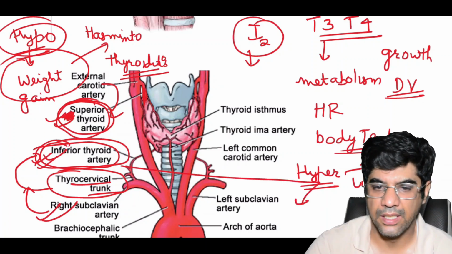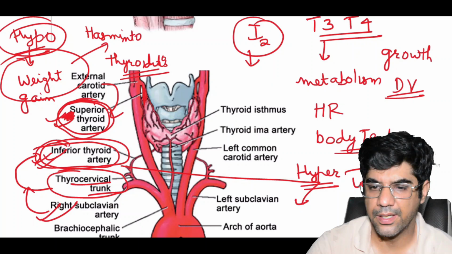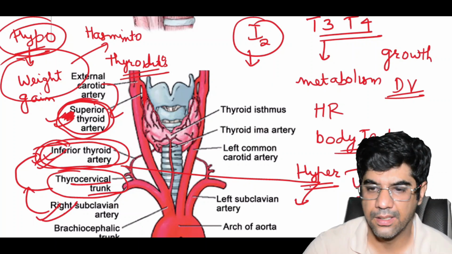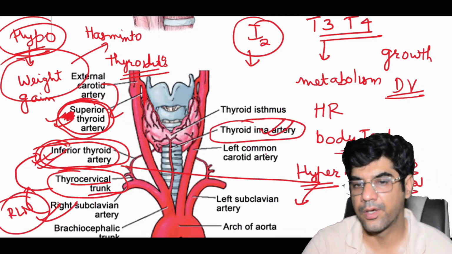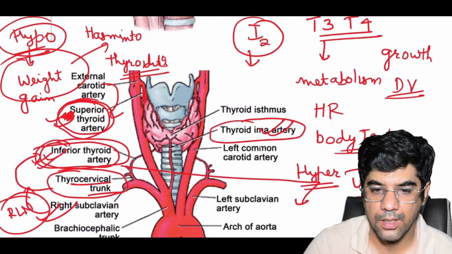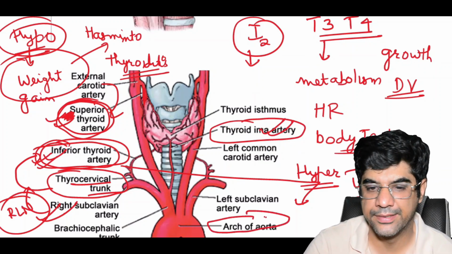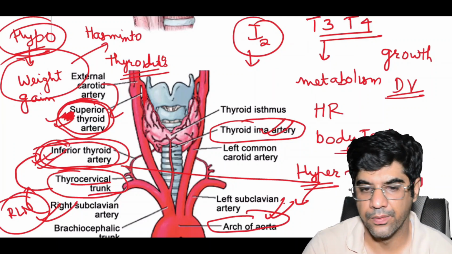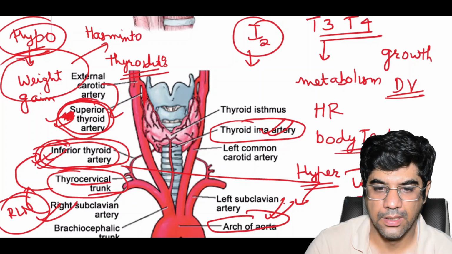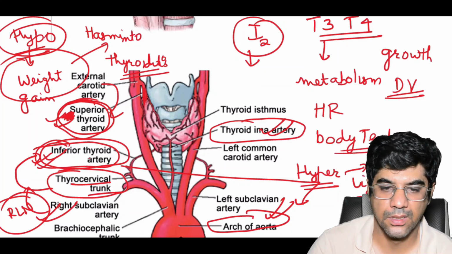Now remember, the inferior thyroid artery is ligated away from the gland in order to avoid damage to the recurrent laryngeal nerve. Other is the thyroid ima artery. This artery can arise from the brachiocephalic trunk or directly from the arch of aorta. It supplies the lower part of the isthmus.